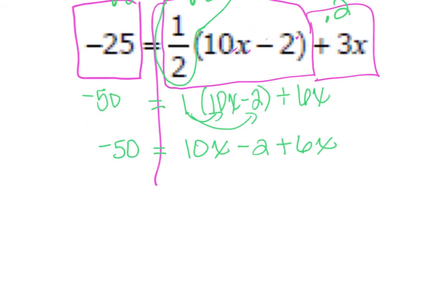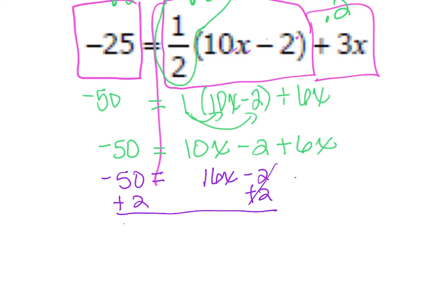So then we're going to combine like terms. So on the right side, I have 10x plus 6x is 16x. Bring down the negative 2, and bring down my negative 50 on this side. So now I'm going to move the constant to the other side, so that's going to be plus 2 on both sides.